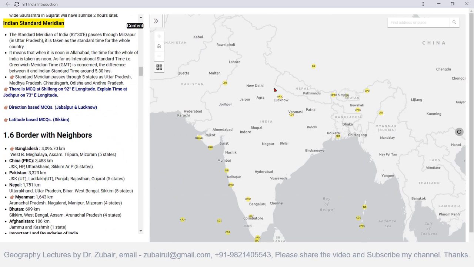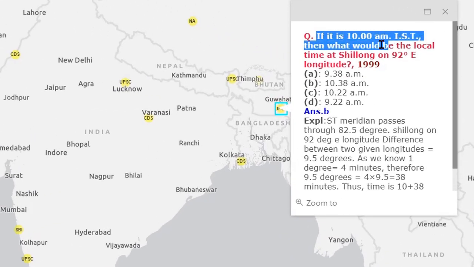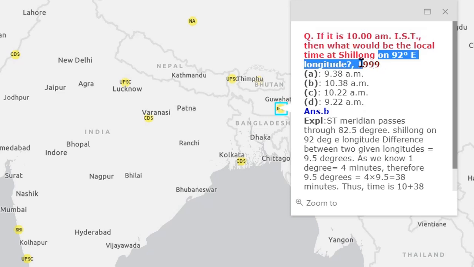There is an important MCQ related to the Indian Standard Meridian or Indian Standard Time, that is here. If it is 10 a.m. IST, what would be the local time at Shillong at 92 degrees? This is the UPSC question of 1999. So here, if the name of a city is given, then the question will also give the longitude of the city. As we can see, the meridian passes through 82 and a half.